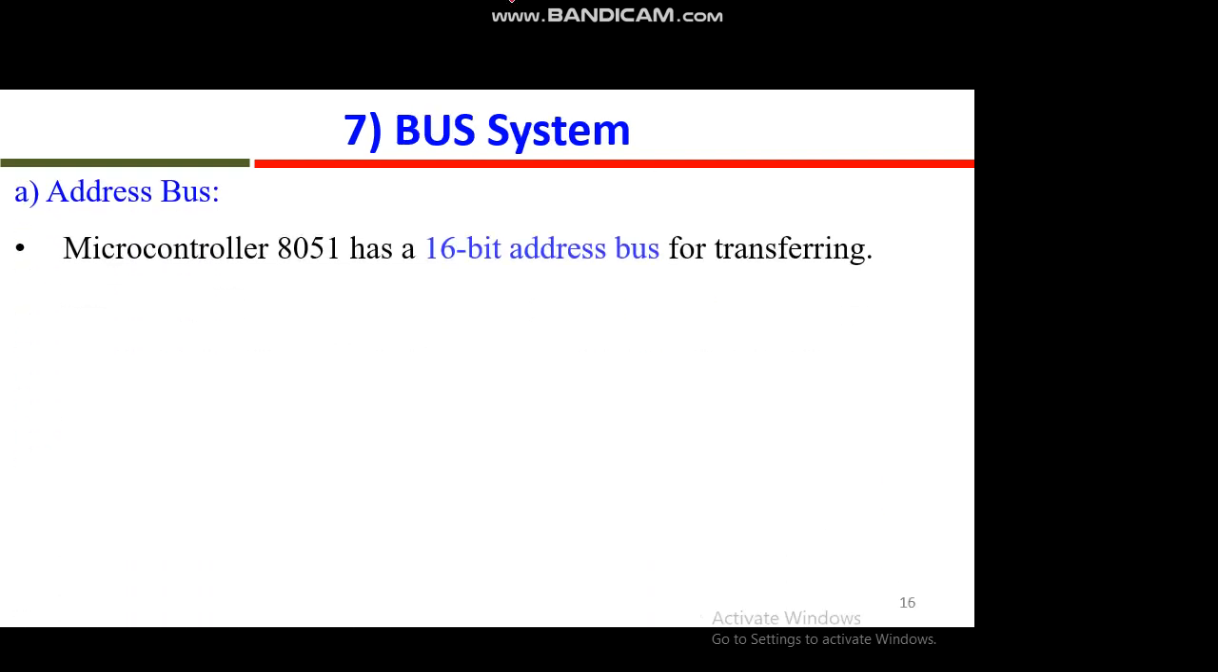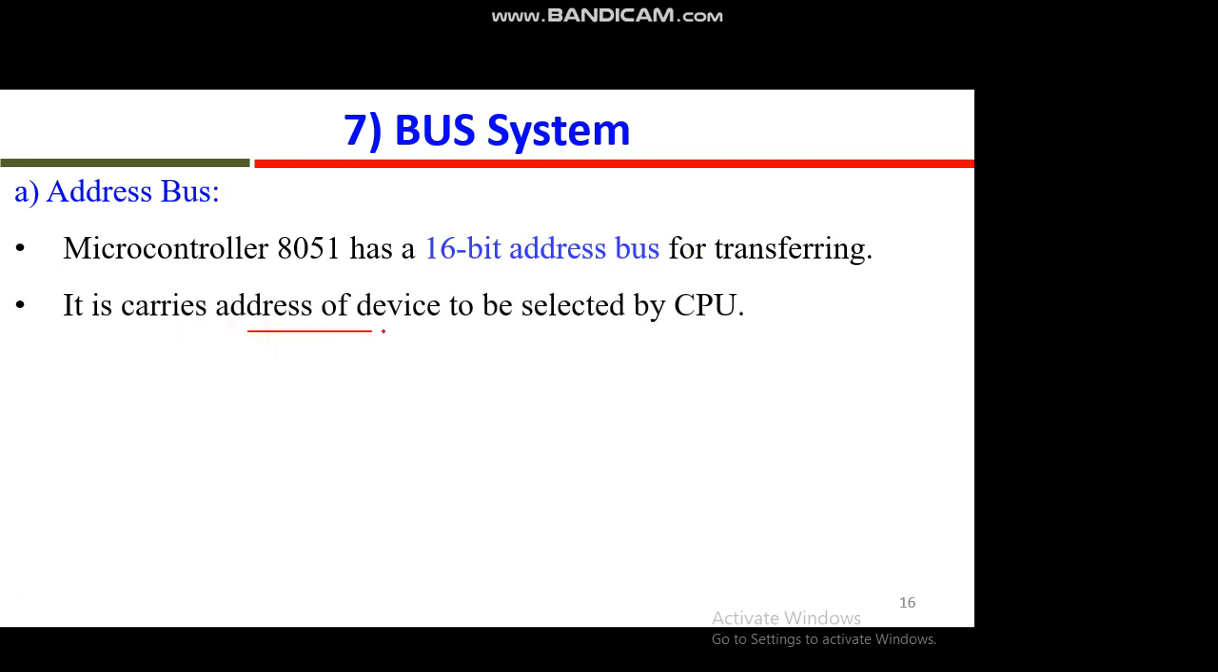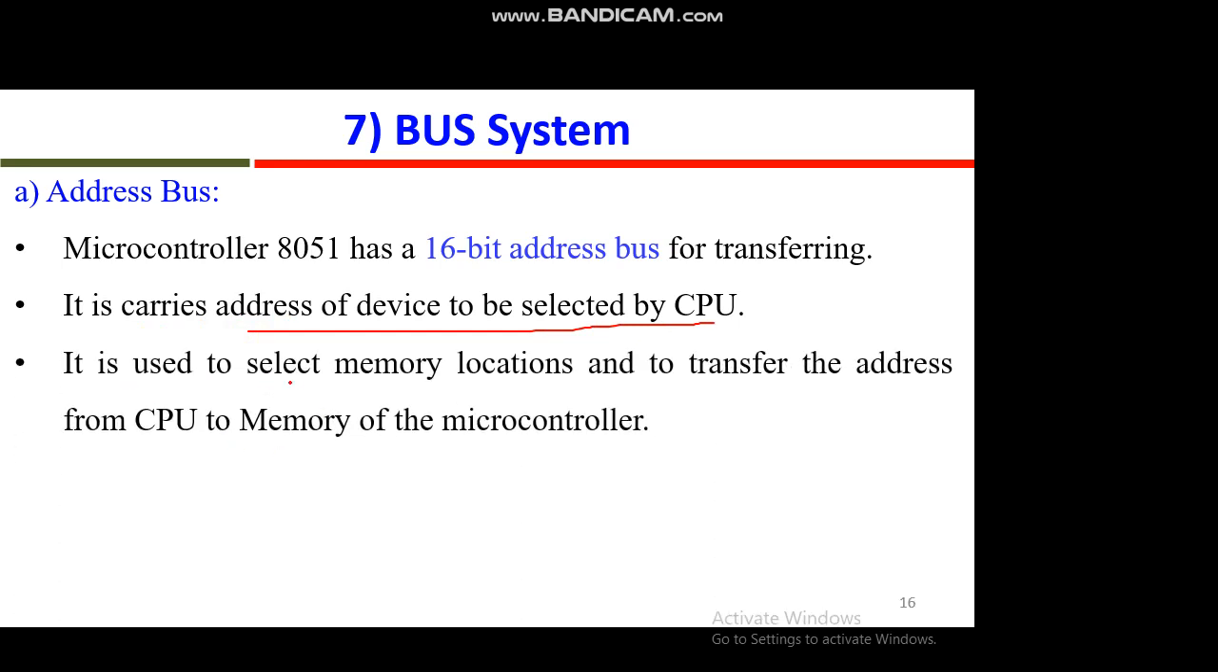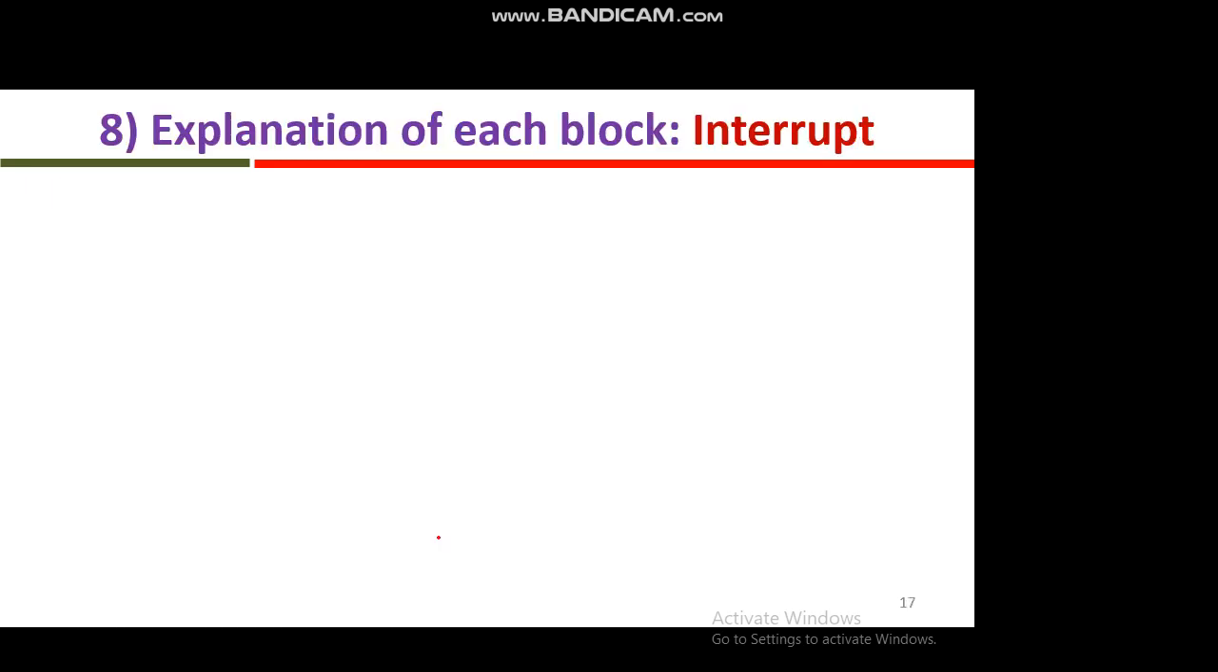The address bus is a 16-bit bus. It carries the address of the device to be selected by the CPU. It is also used to select memory locations and to transfer the address from the CPU to any location of the microcontroller. The data bus is 8-bit, which carries only data, that is, it carries only information.